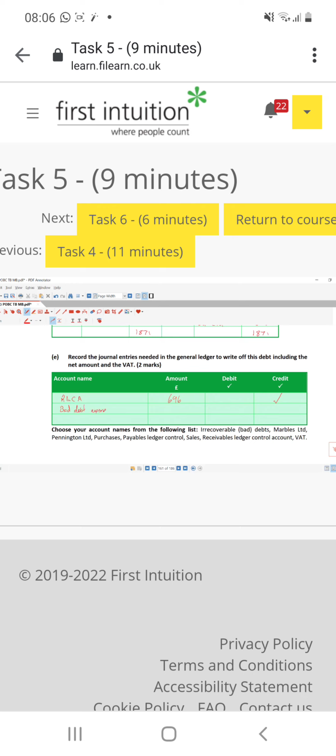And this will be a debit as it's a cost. And the remaining amount, to make this journal balance, must therefore be the VAT element for the remaining 116. And this too will also be a debit to our accounts. And that's it.